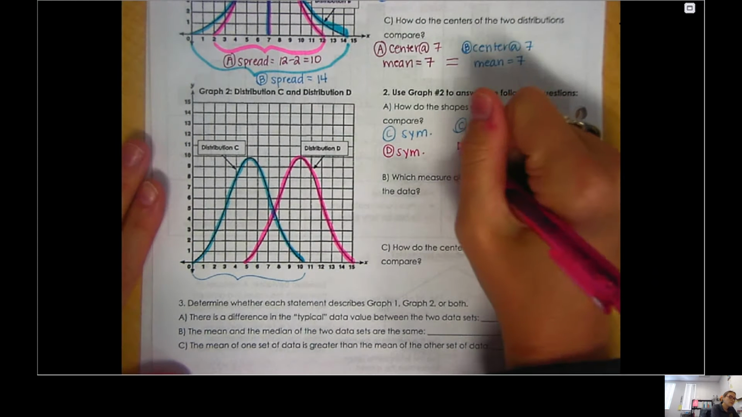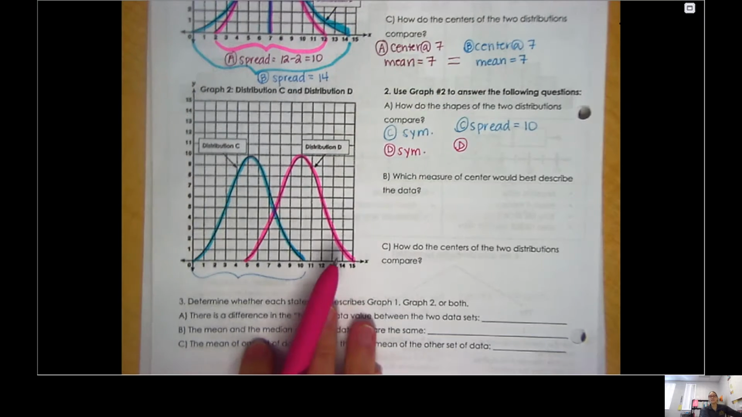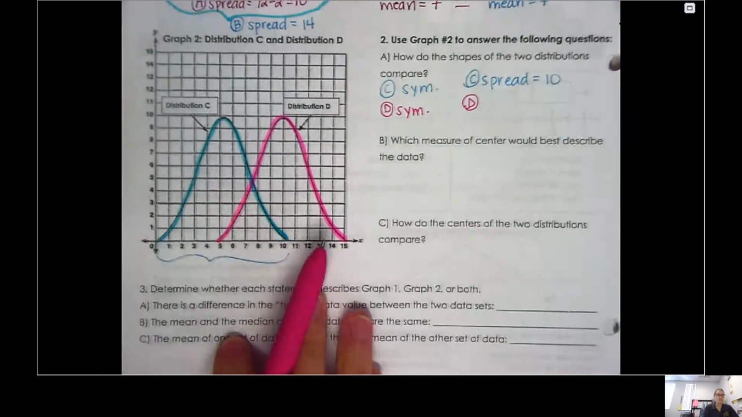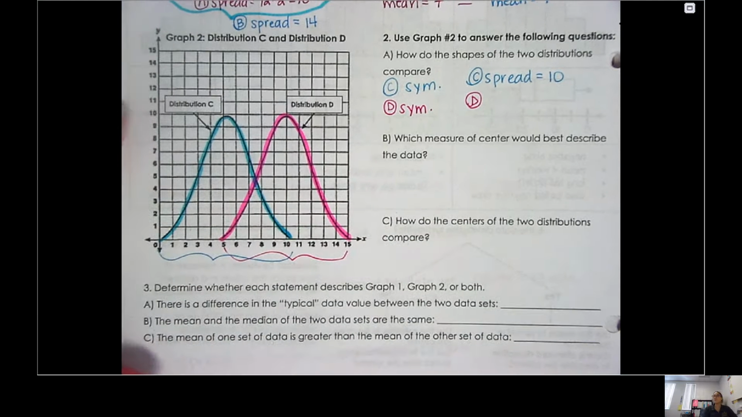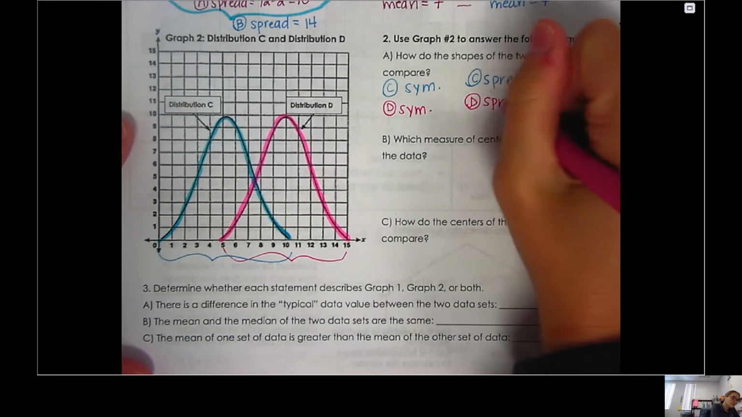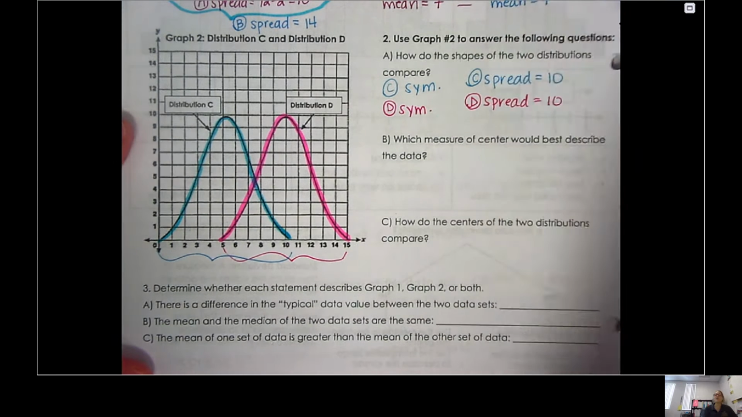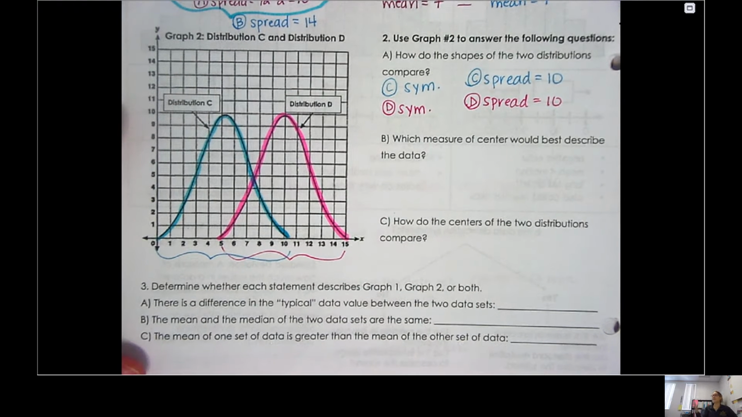How about distribution D? What's your smallest for distribution D? About 5. And what's your biggest? 15. What is that spread? For D, it's 10 again. So what do you notice about those two spreads? They're the same. They're exactly the same.